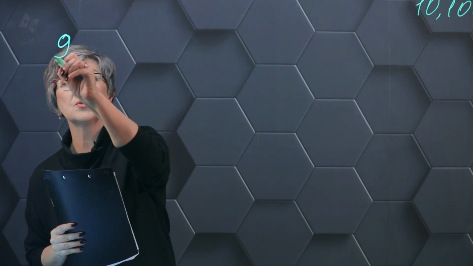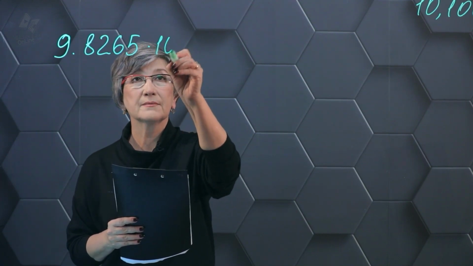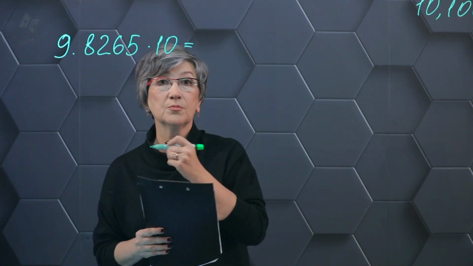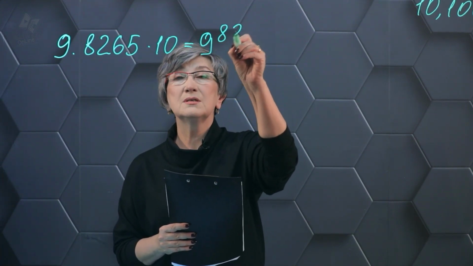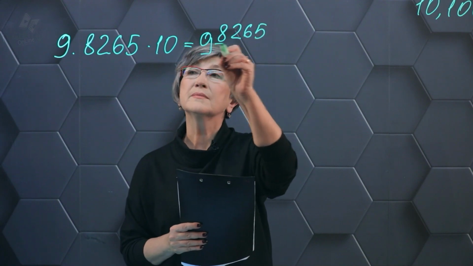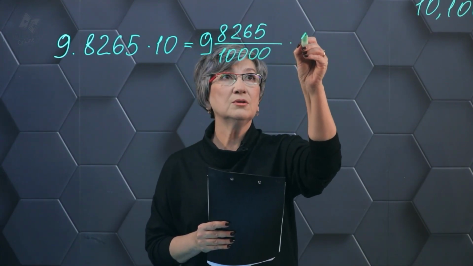To begin, you and I are going to try multiplying the following decimal fraction, which is 9 whole 8,265 ten-thousandths, times 10. This multiplication we can do in a column or by converting them into fractional numbers. Let's do it in fractions. So 9 whole 8,265 ten-thousandths. I'm multiplying by 10.